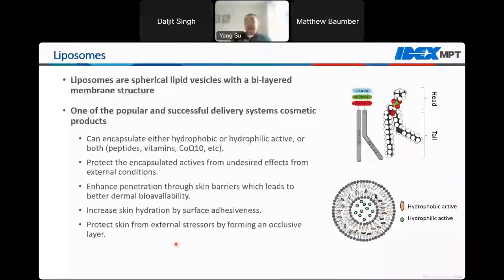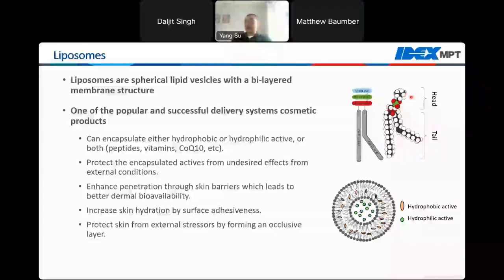Now let's move on to a different formulation, which is liposome. In case you're not familiar with liposome, we're going to just briefly introduce liposomes here. Liposomes are artificial spherical lipid vesicles with a bilayered structure. Phospholipids are usually the main ingredients to form liposomes. There are usually other different types of lipid ingredients, but phospholipid is probably the most commonly used.